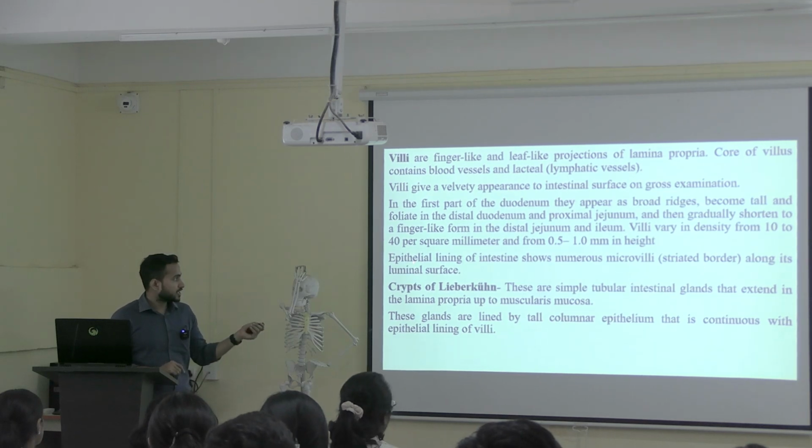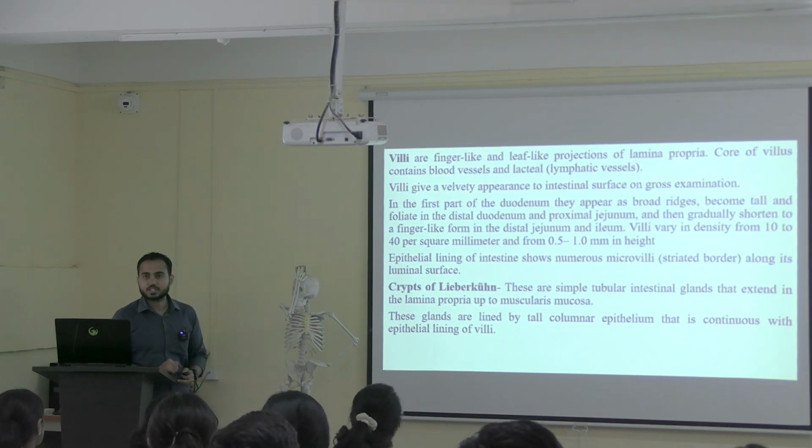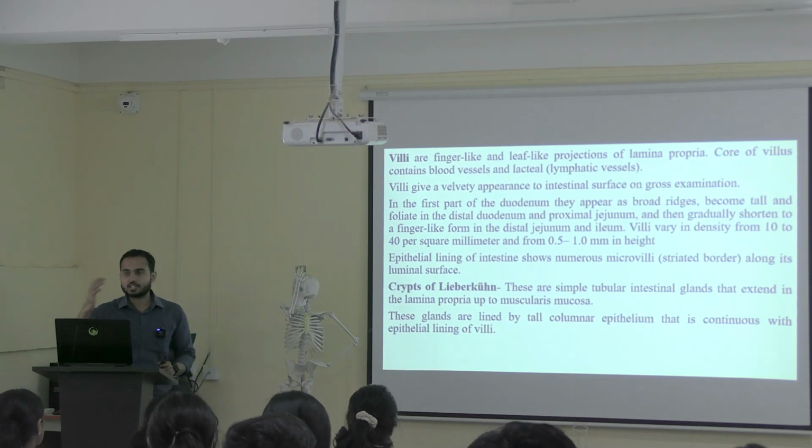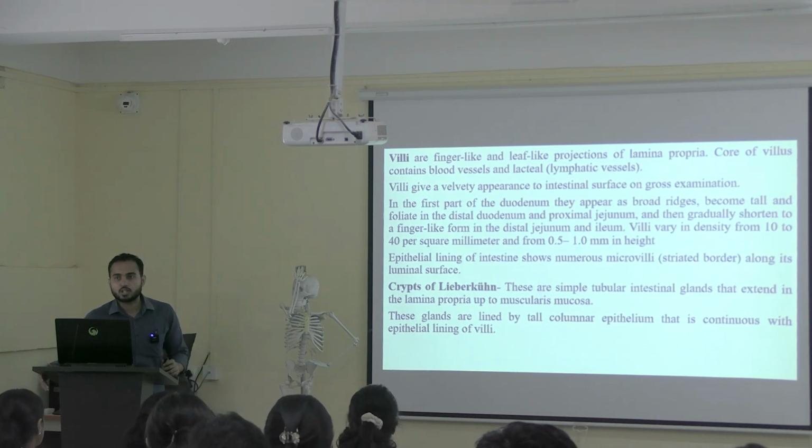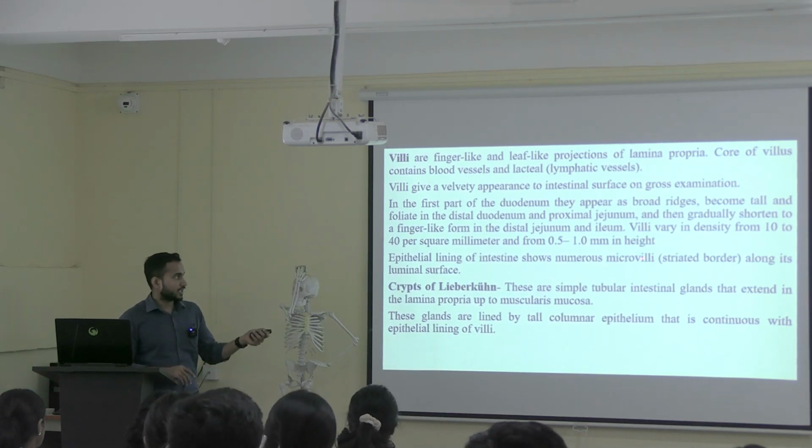Next, another modification is in the lining epithelium present in the small intestine. On the surface of the lining epithelium there is a modification, that is the microvilli, also called the striated border, and because of this microvilli it further increases the surface area for absorption. So this is also a modification.